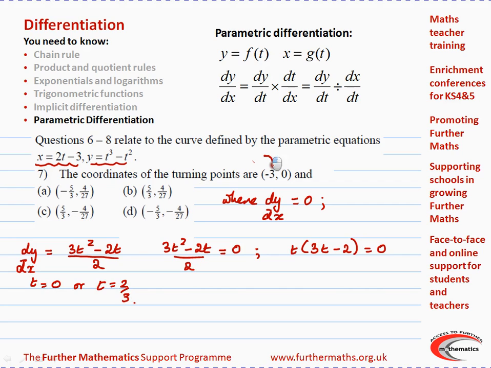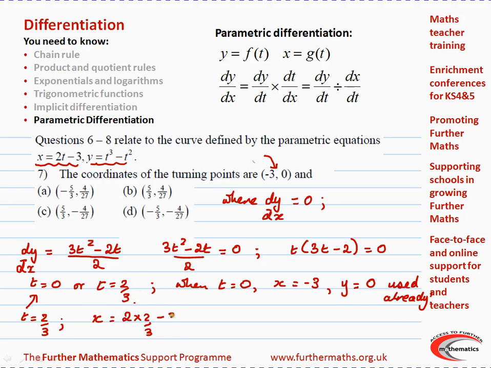So I'm going to guess that this particular set of coordinates here belong to t equals 0, but let's just check that. When t equals 0, x is equal to 2t minus 3, so 2 times 0 minus 3, that gives me my minus 3, and y equals 0. Okay, so we're not interested in this one, that's been used already. So we'll ignore that one. Let's take t equals 2/3 then. When t equals 2/3, x is going to be 2 lots of 2/3 minus 3, which is 4/3 minus 3, which I make 4/3 minus 9 over 3, which I think is minus 5 over 3.